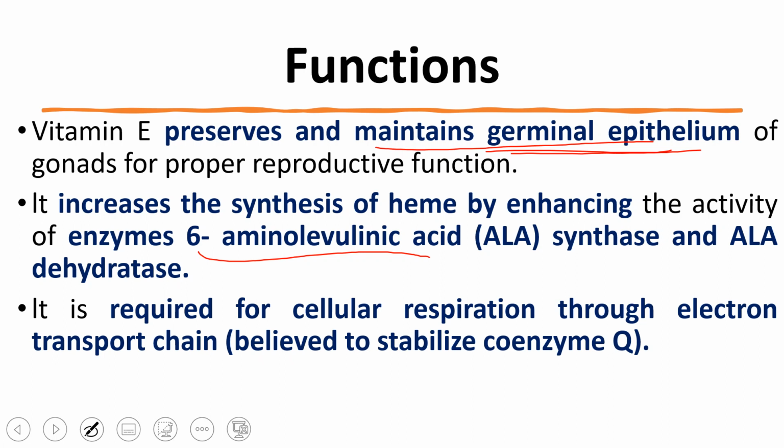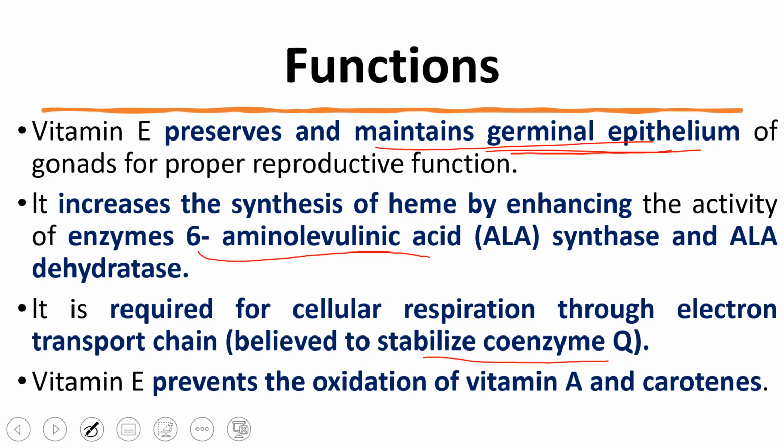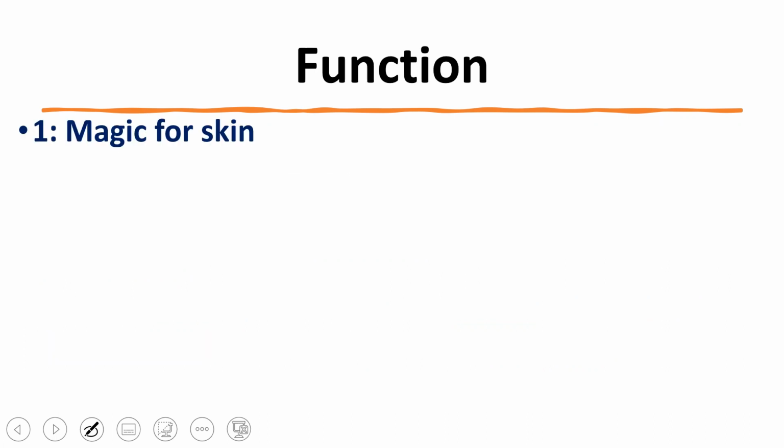Vitamin E is required for cellular respiration through the electron transport chain in the inner membrane of mitochondria. And how is it required for cellular respiration? It is thought that it is involved in the stabilization of coenzyme Q, which is an important electron carrier during the ETC, the electron transport chain. Vitamin E also prevents the oxidation of other vitamins like vitamin A and the vitamin A precursors, carotenes, beta carotenes.